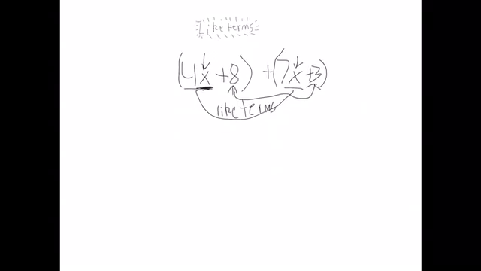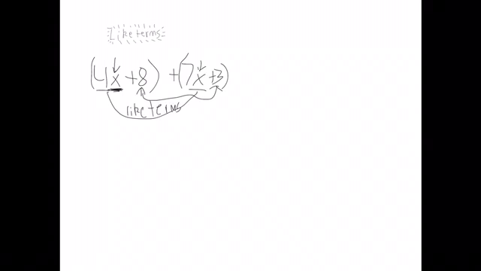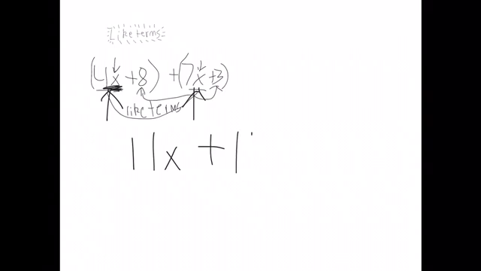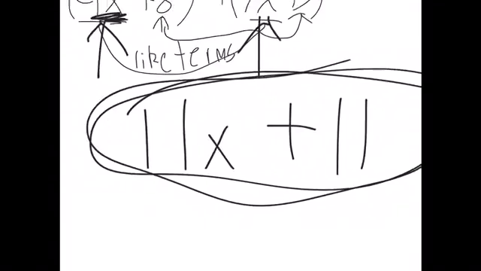So we found those. So now take 4x plus 7x. 4x plus 7x is 11x. So it'd be 11x plus whatever 3 plus 8 is, but that's also 11. So we do that, and that would be our answer right here.